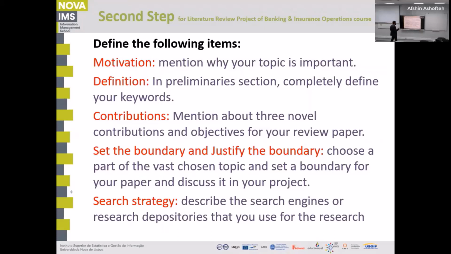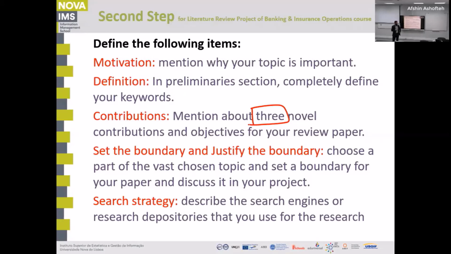So for the objectives and the aims of your review paper, you can define 3 novel approaches and 3 good objectives for your review paper. And then we set the boundary and justify the boundary.